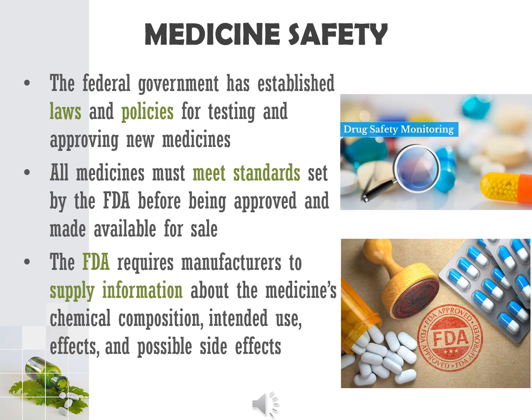To ensure medicine safety, governments implement rigorous testing and approval processes for medicines. Regulatory bodies like the FDA require comprehensive data on a drug's chemical composition, intended use, and potential side effects before approving it for public use. These safeguards aim to minimize risk and maximize benefits.